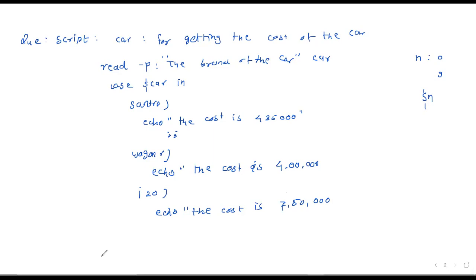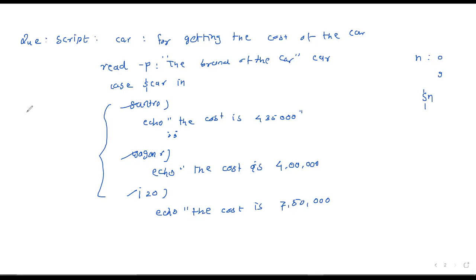That means you can enter any value and any brand's name. For Santro, Wagon R, then i20, then you can have Verna, then any car, Mercedes, and so on. Suppose we take 5 values, not more than 5, because my practice of writing is not much. In order to write a script, at least I require 15 minutes.